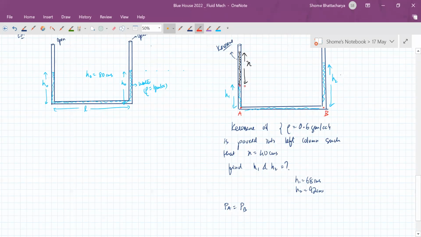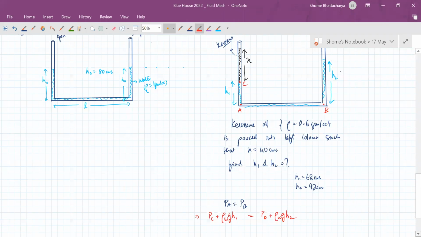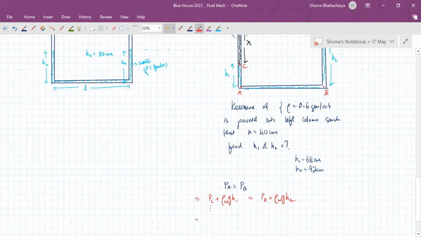But if we introduce this other point C, we can see that the pressure at the point A will be equal to pressure at C plus density of water into G into H1. Whereas on the other side, pressure at the point B is equal to pressure at the open surface, that is atmospheric pressure, plus density of water into G into H2. Now further, pressure at the point C, that will become how much?